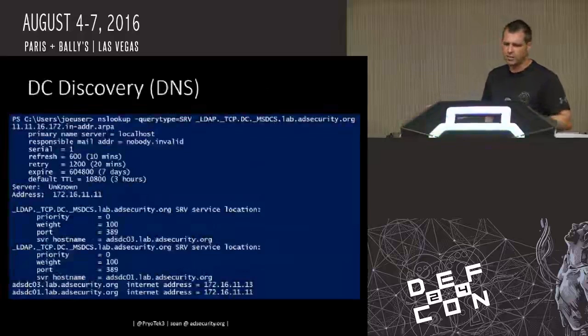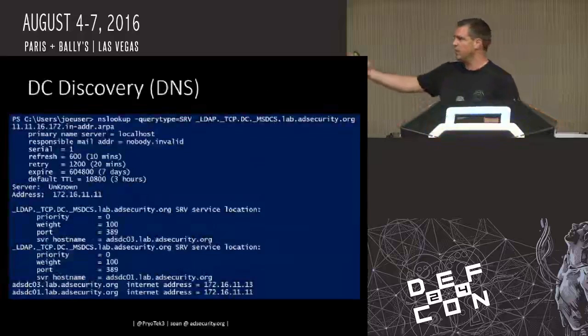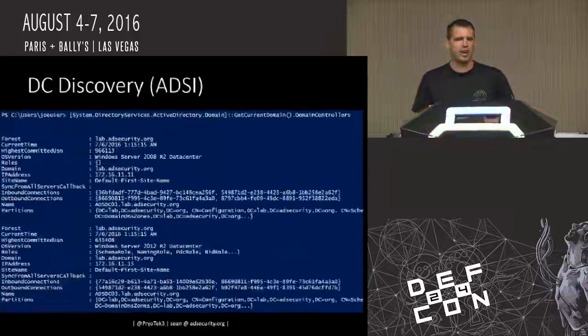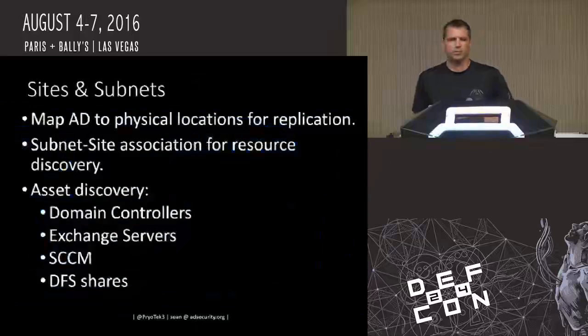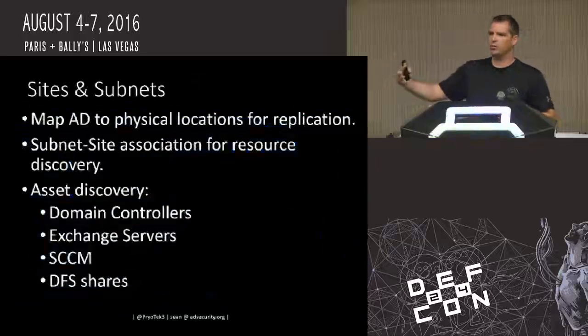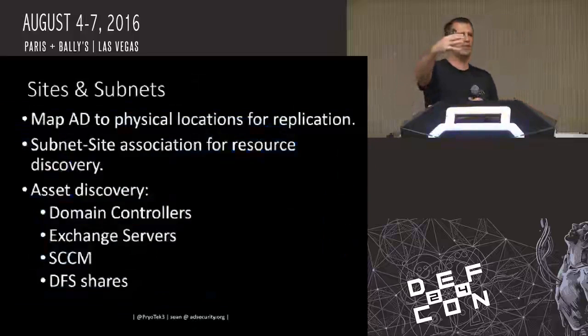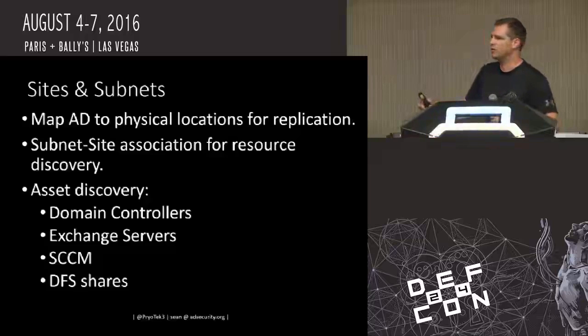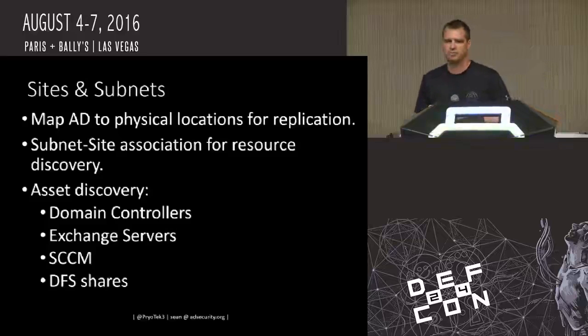So how do clients discover DNS, or I'm sorry, domain controllers? Well, with DNS, we run a DNS query, we get the SRV records for domain controllers. Or we can use ADSI if we have PowerShell, which is highly recommended. But how do clients do this? Well, we have network subnets in the real world, right? That's how stuff talks to each other. Well, you take those network subnets and you put them in Active Directory and associate them with sites. And this maps AD to the physical world. This enables a client in one location to communicate with the domain controller in that same location, or at least nearby, as well as resources like DFS shares.